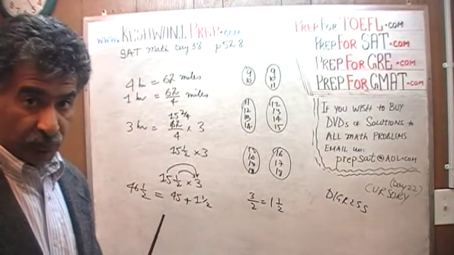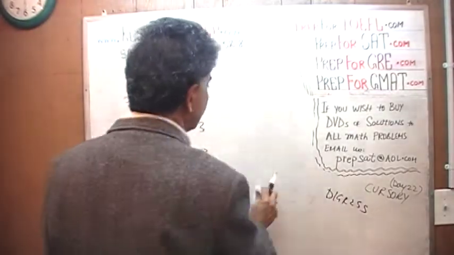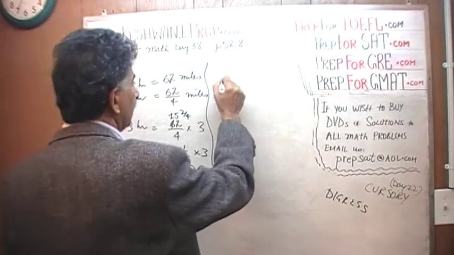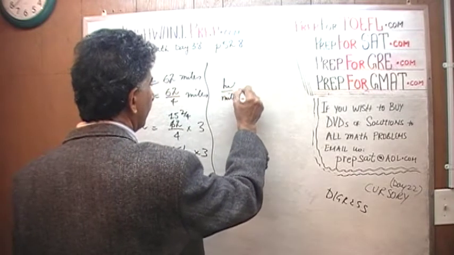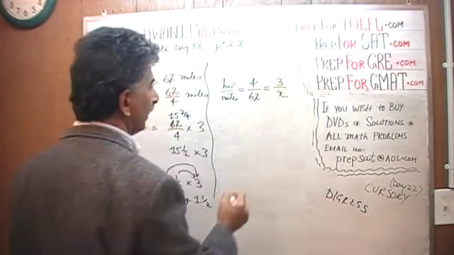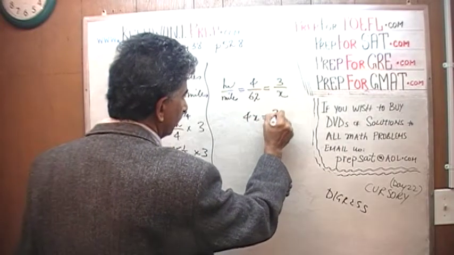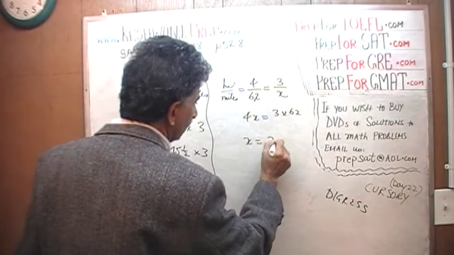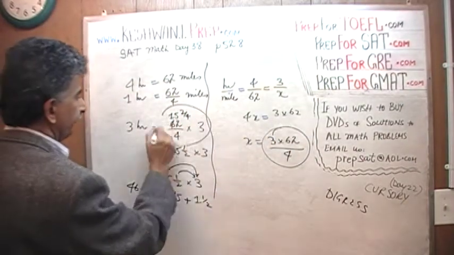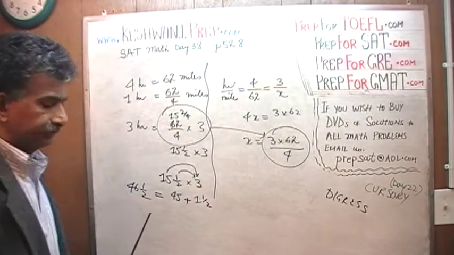Now, another way we could have solved this problem, if you don't like this method, is to set it up as a proportion. Here you'll have your hours, and here we'll have your miles. We are told 4 hours is 62 miles. So the question is how many miles in 3 hours? Just solve for x. If you set it up like this, you cross multiply, you get 4x equals 3 times 62, and x equals 3 times 62 over 4, which is exactly what we have right here. 62 times 3 over 4. They are the exact same thing.